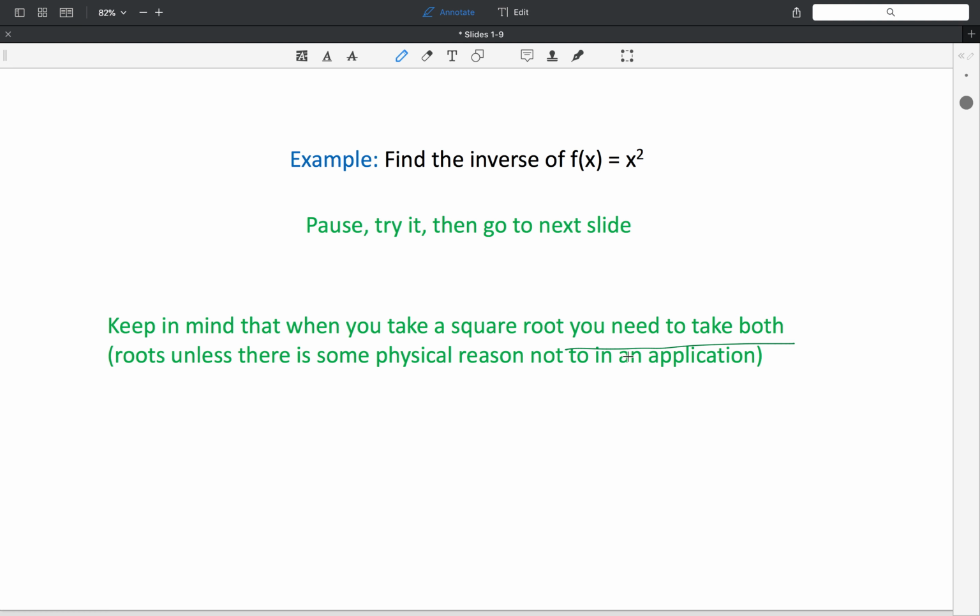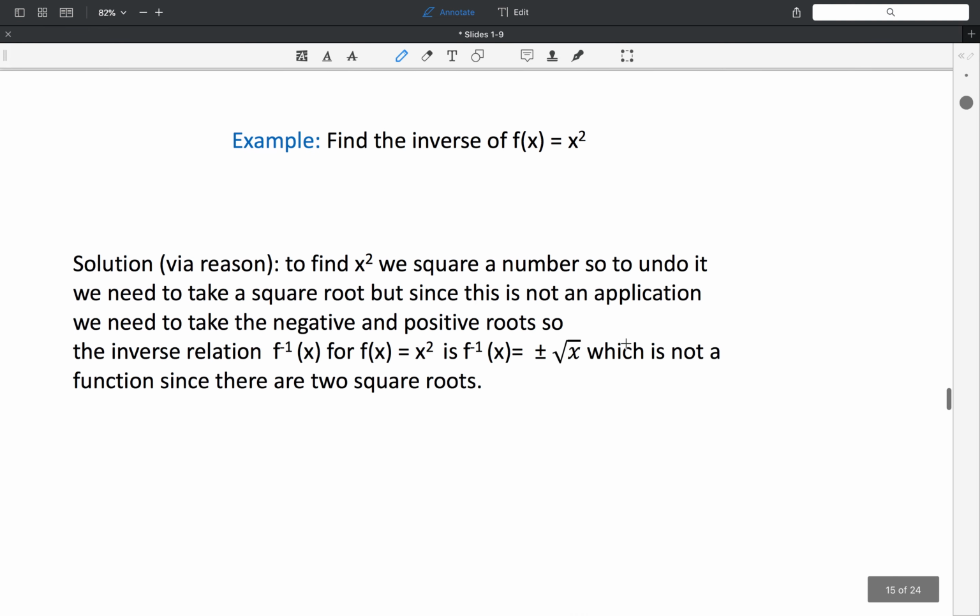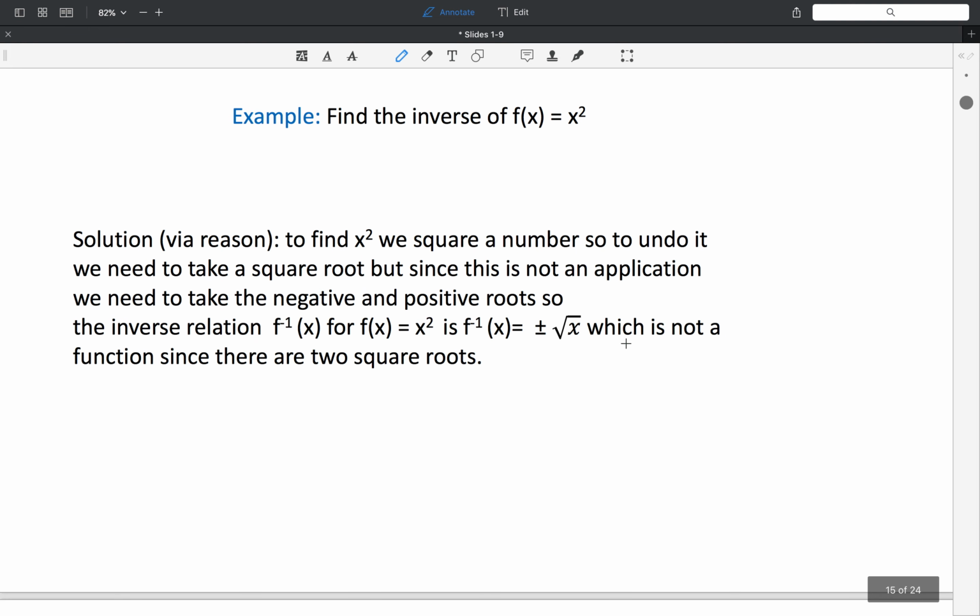So I'm going to head to the next slide. See you there. Well, good. I'm going to find the inverse. Now I'm going to go through reason. To find x squared, we square a number. So to undo it, we take a square root. But since this is not an application, we need to take both the negative and positive square roots. Remember, whenever we solve with a square, we have to do both square roots. So the inverse relation for this is f inverse equals plus or minus square root of x. And that's not a function since there's 2 square roots.